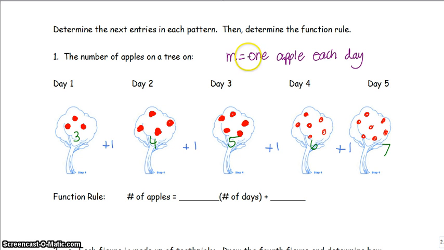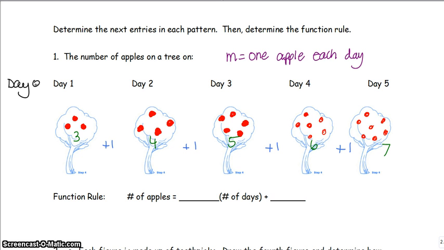And that is going to be my slope, or my rate of change. Your starting point is, remember, it's always when it is at 0. So when I look at this, I start at day 1. I need to start at day 0.